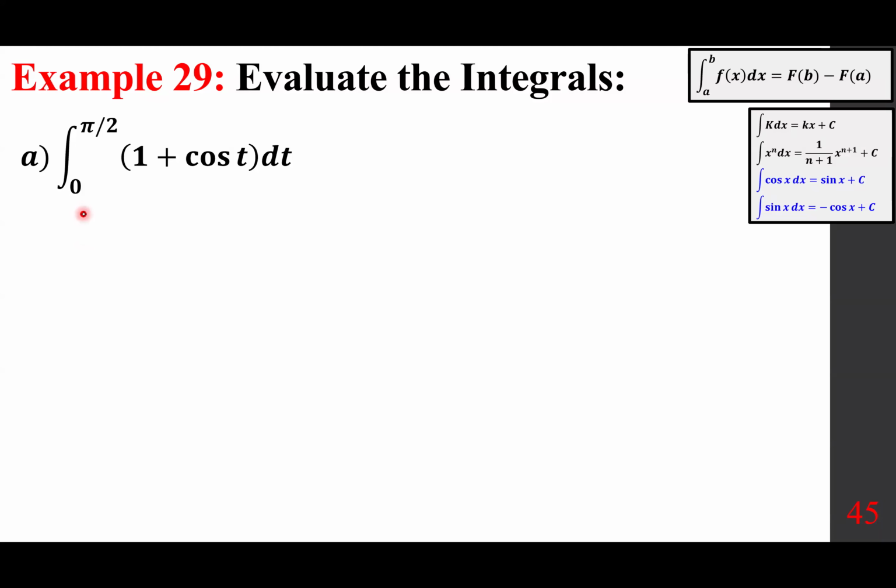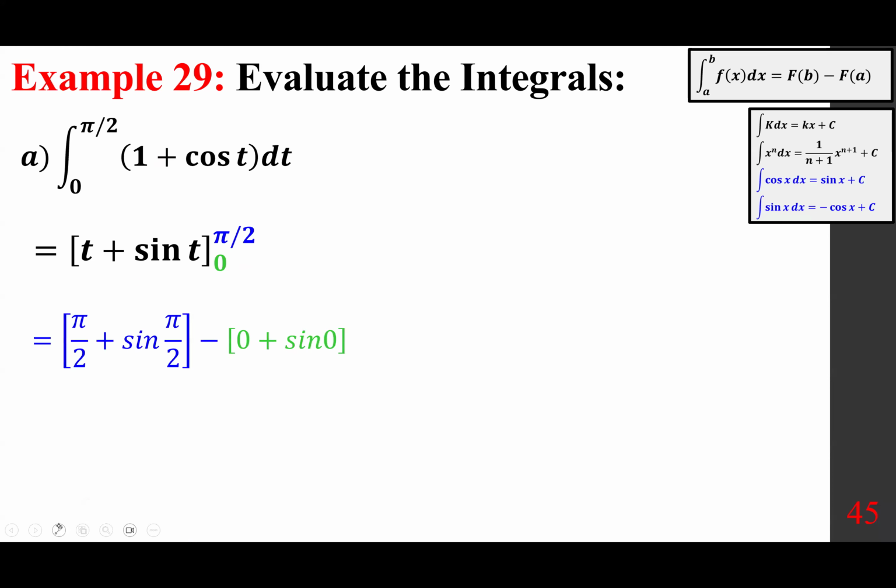Evaluate the integrals. The integral from 0 to pi over 2 of 1 plus cosine t dt. First, pay attention that the independent variable is t, therefore the integral of 1 doesn't give you x, it gives you t. And of course, the derivative of cosine is negative sine, but the integral is positive sine. So t plus sine t, we are going to plug in pi over 2, and we're going to plug in 0.